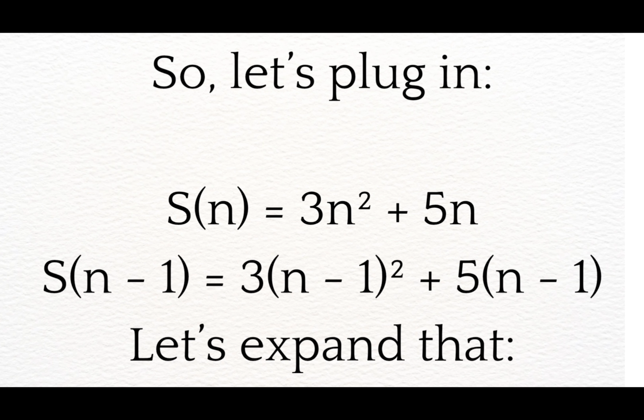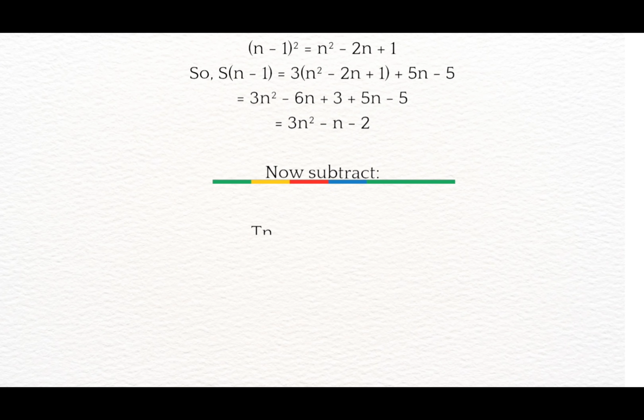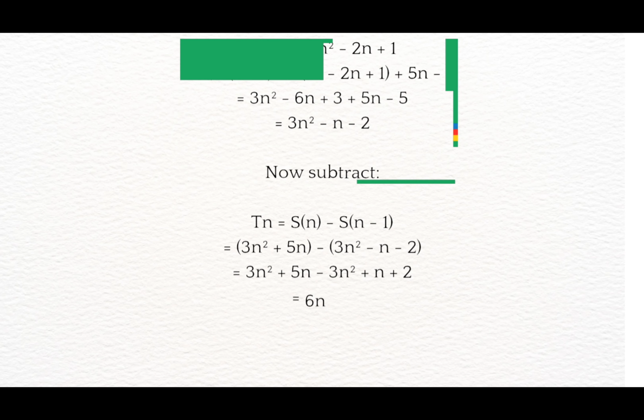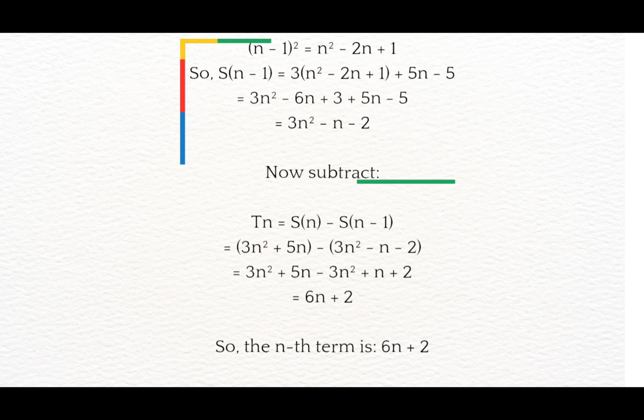We're substituting to find the sum of the first n-1 terms. Let's expand that: (n-1) squared equals n squared minus 2n plus 1. Remember those perfect square expansions? They pop up everywhere. So S(n-1) equals 3(n squared minus 2n plus 1) plus 5(n minus 1) equals 3n squared minus 6n plus 3 plus 5n minus 5 equals 3n squared minus n minus 2. See how simplifying keeps things manageable?